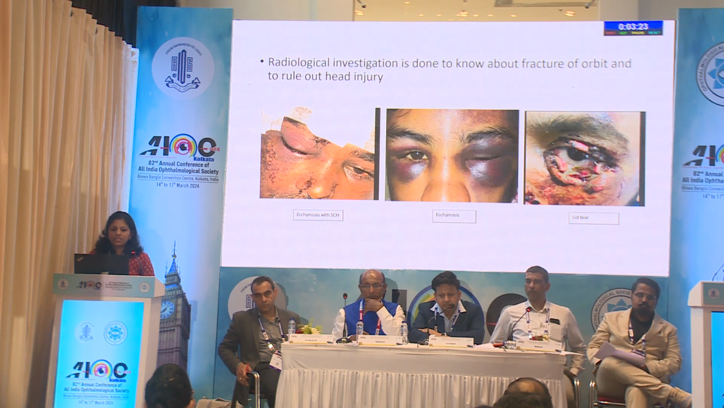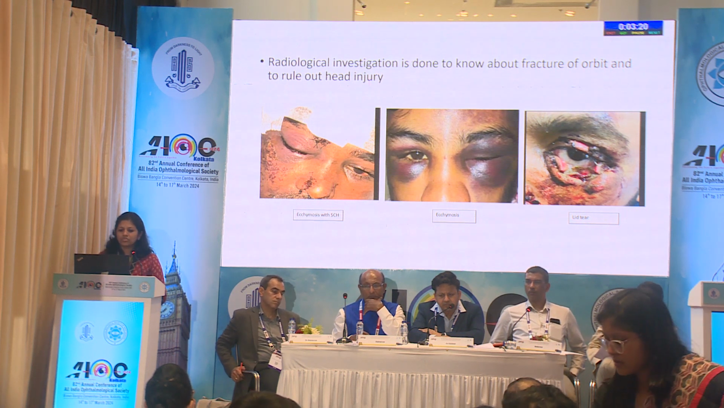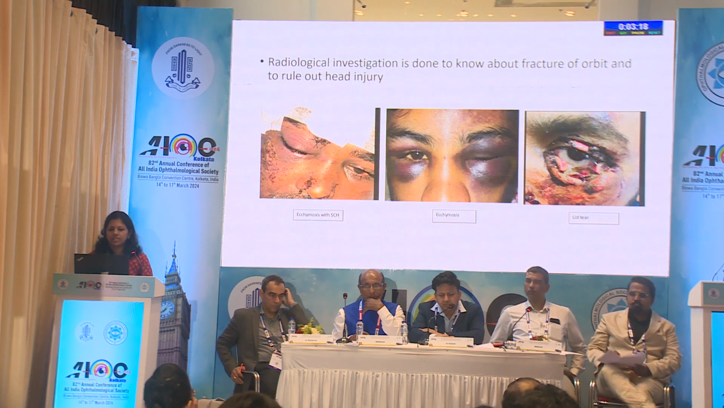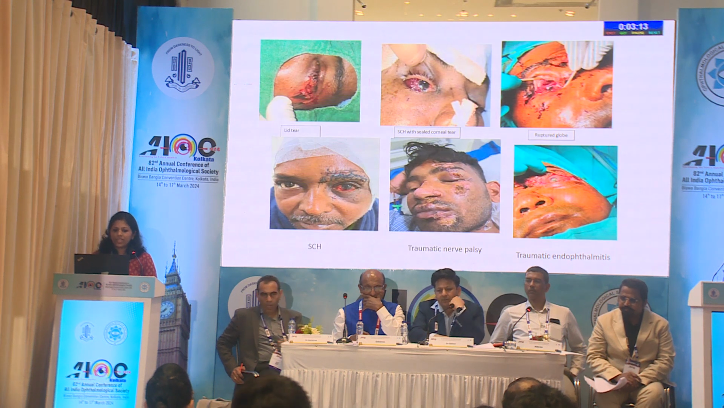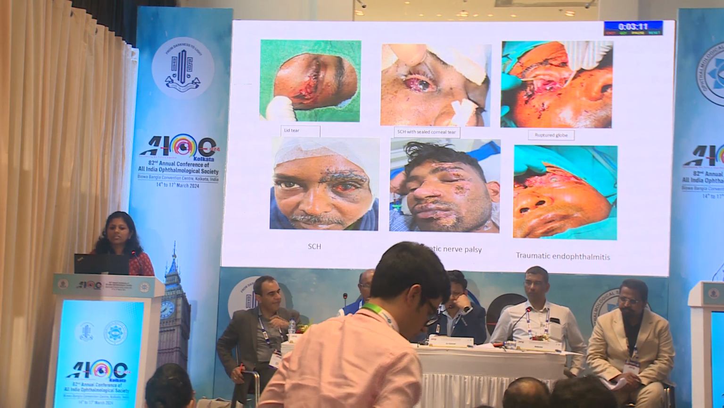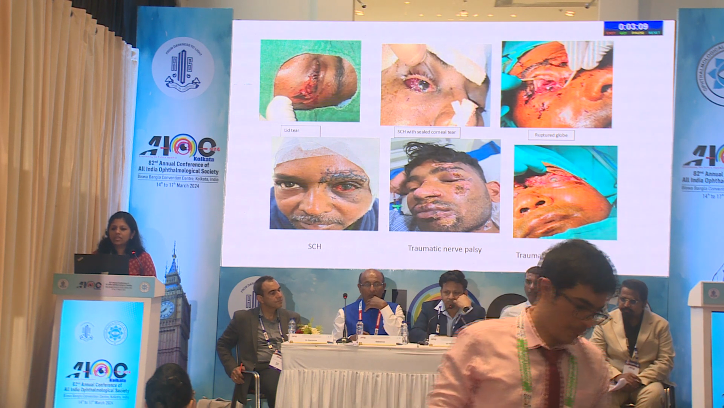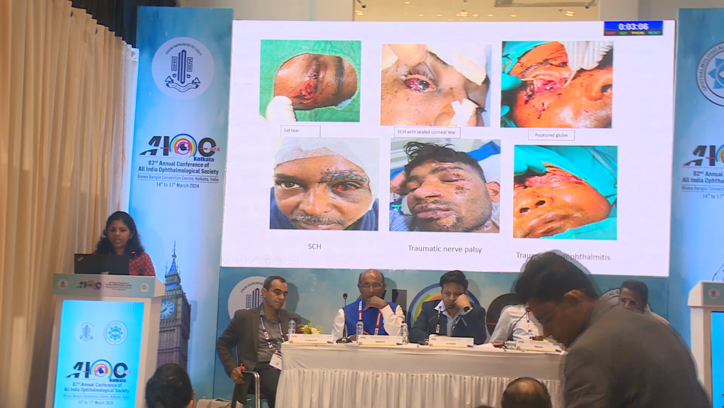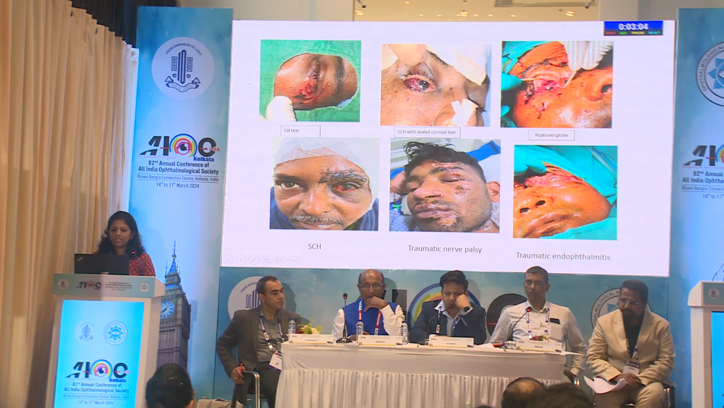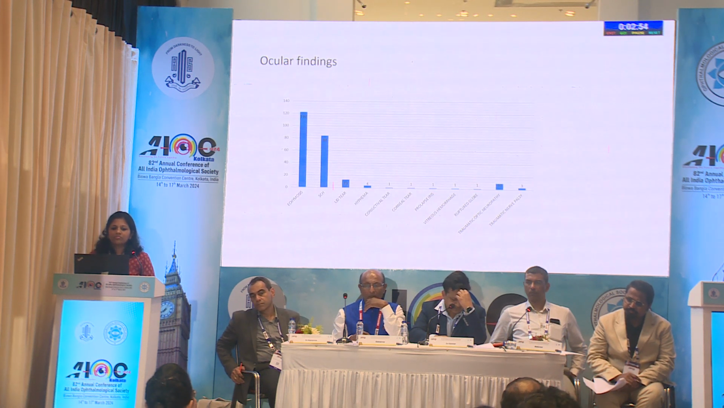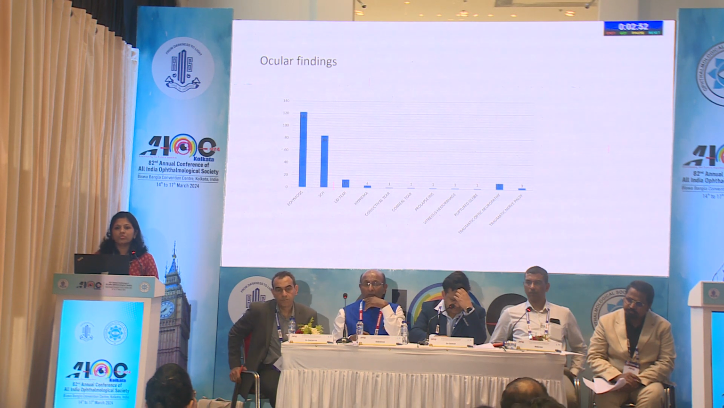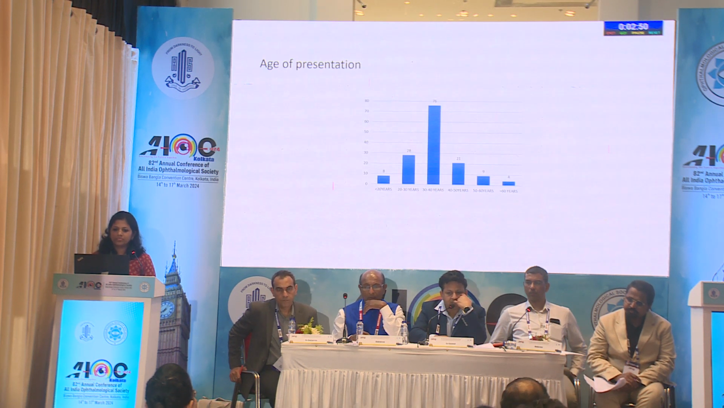These are the cases: first, ecchymosis with subconjunctival hemorrhage; second, bilateral ecchymosis; and third, a lid tear. And these are the cases where we can find lid tear, subconjunctival hemorrhage with corneal tear. This is the ruptured globe, and here subconjunctival hemorrhage, and here is the traumatic nerve palsy, and here is the traumatic endophthalmitis.